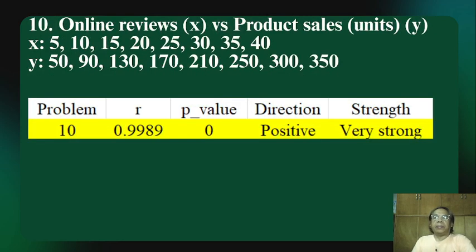Number 10, online reviews X versus product sales units in Y. These are our values of X and Y. Using Excel, our value of R is 0.9989. The p-value is 0, the direction is positive, and then the strength is very strong.